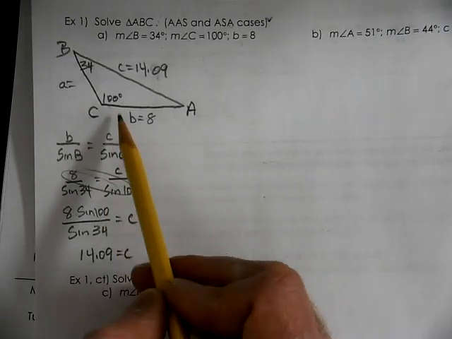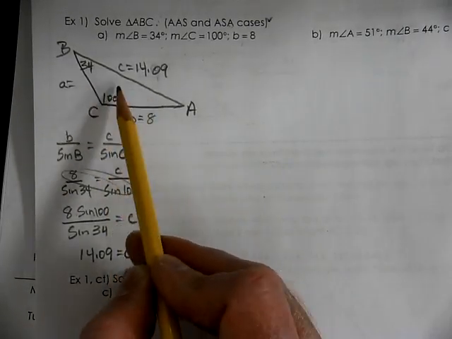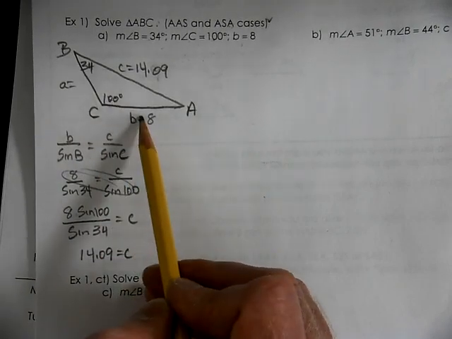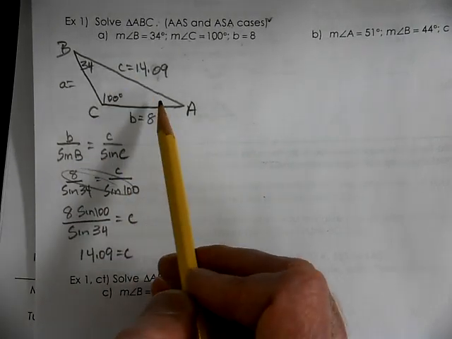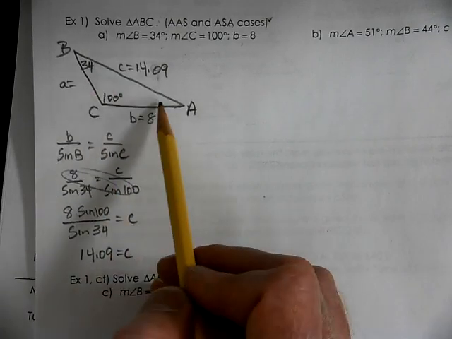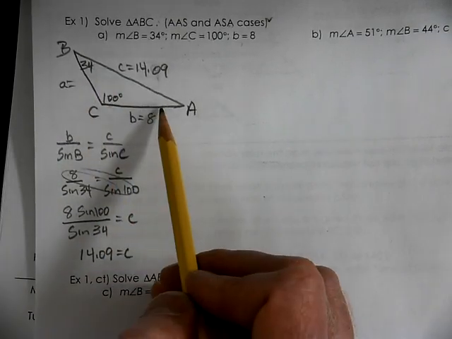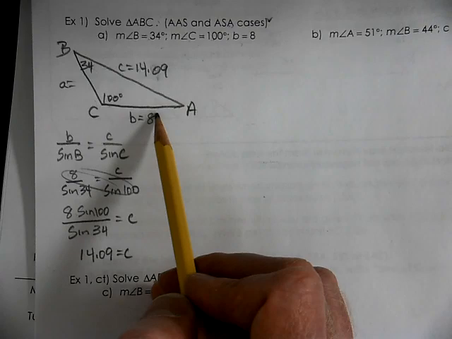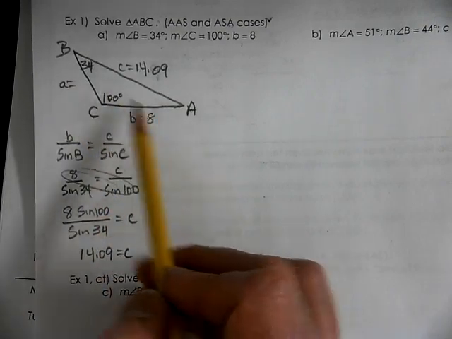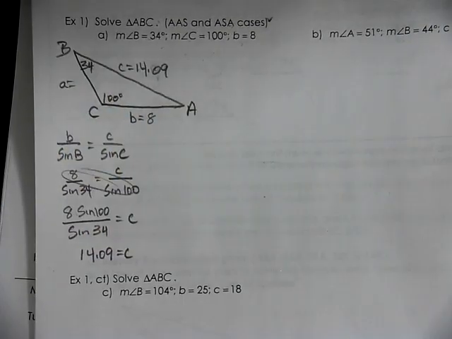So we have both pieces of information for B, we have both pieces of information for C. Now we need to have some information for A. So what can we solve for A? You got to make a decision. How would you do that? What do you know? You can solve for angle A, and how are you going to do that?